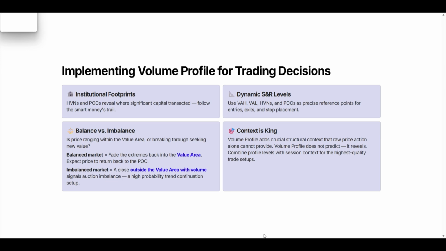Volume profile adds crucial structural context that raw price action alone cannot provide. Volume profile does not predict, it reveals. Combine profile levels with session context for the highest quality trade setups.